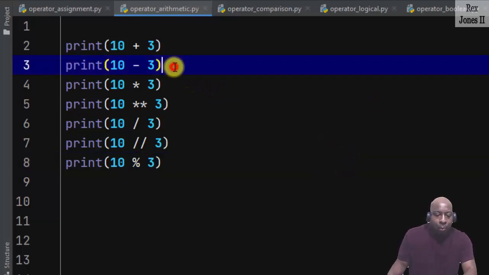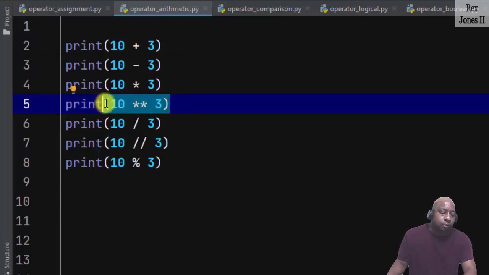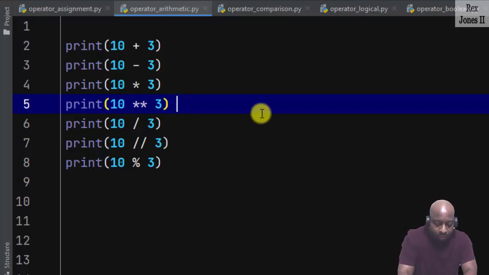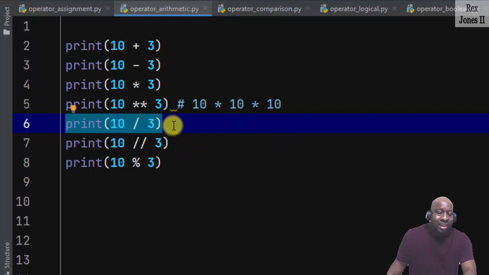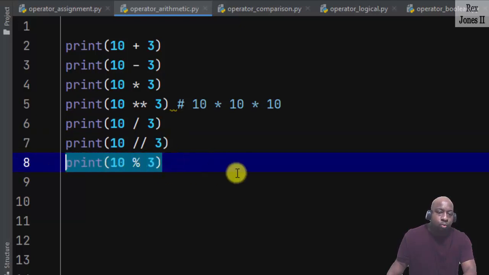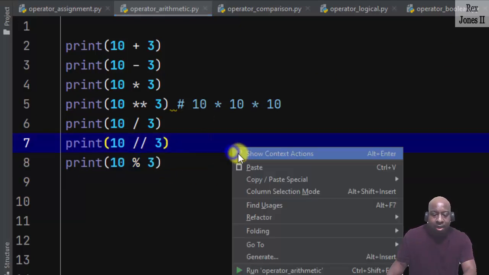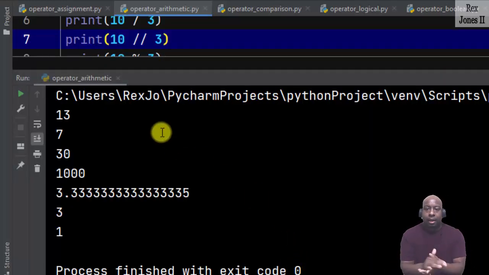I'm going to run, and we know 10 minus 3 is 7. 10 times 3 is 30. And this here will be 1,000 because it would be 10 times 10 times 10. And for this division, there will be 3 and some decimals. And this here will be just the whole number of 3. And this here will be 1 because 10 divided by 3 is 3 and the remainder is 1. I'll talk about it again.